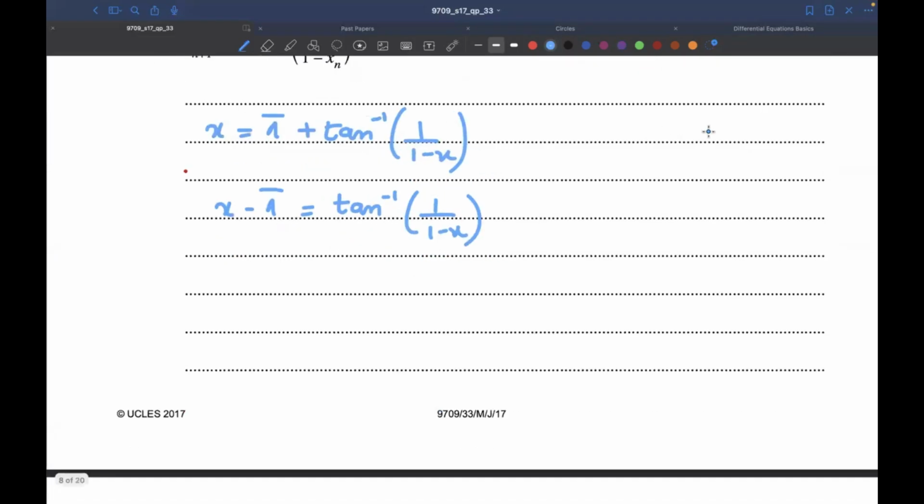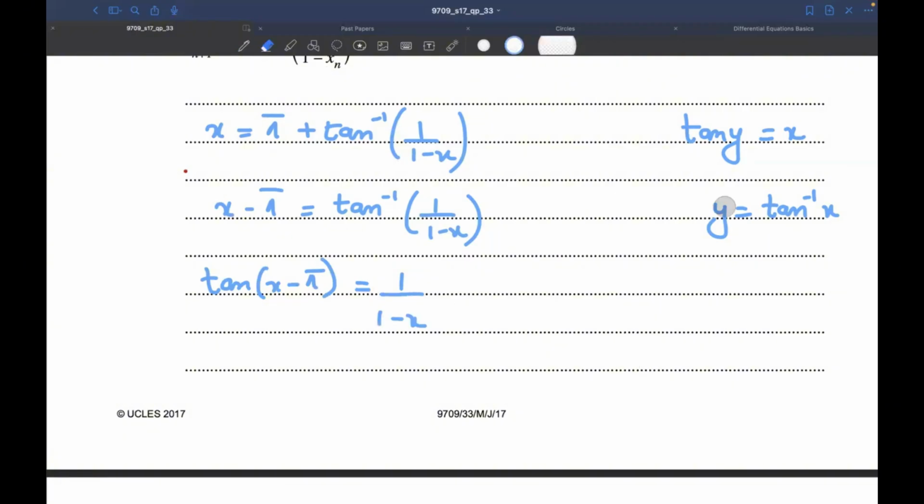And then, using the basics, if tan y is equal to x, we say y is tan inverse of x. So we can write it both ways. Let's say this whole thing is x and this whole thing is y. We can write this equation as tan of x minus pi equals 1 upon 1 minus x. So that's the first step.